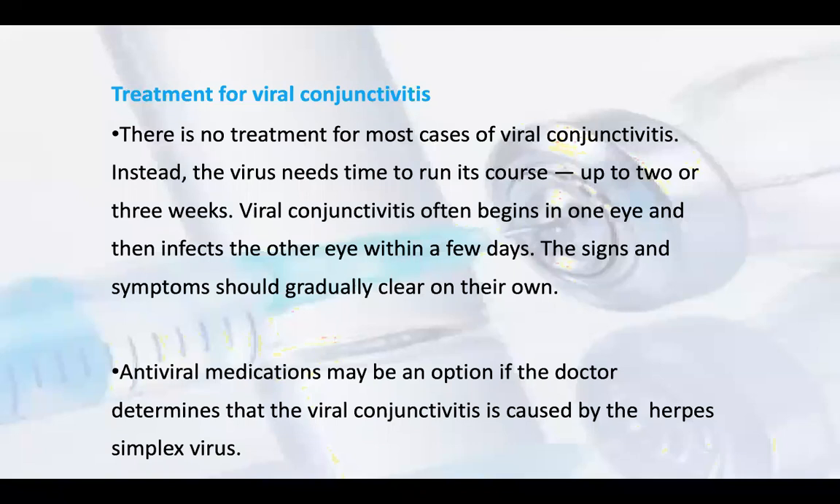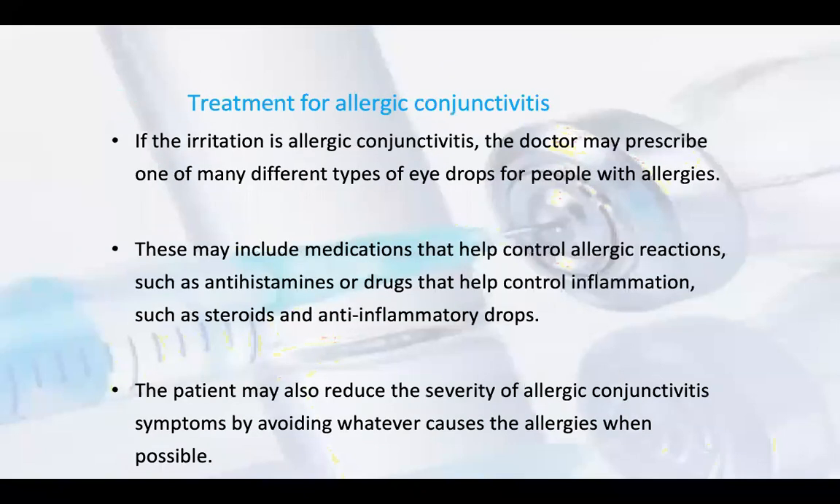Viral conjunctivitis often begins in one eye and then affects the other eye within a few days. Signs and symptoms should gradually clear on their own. Antiviral medications may be an option if the doctor determines that the viral conjunctivitis is caused by the herpes simplex virus, then they have to apply them. Treatment for allergic conjunctivitis.